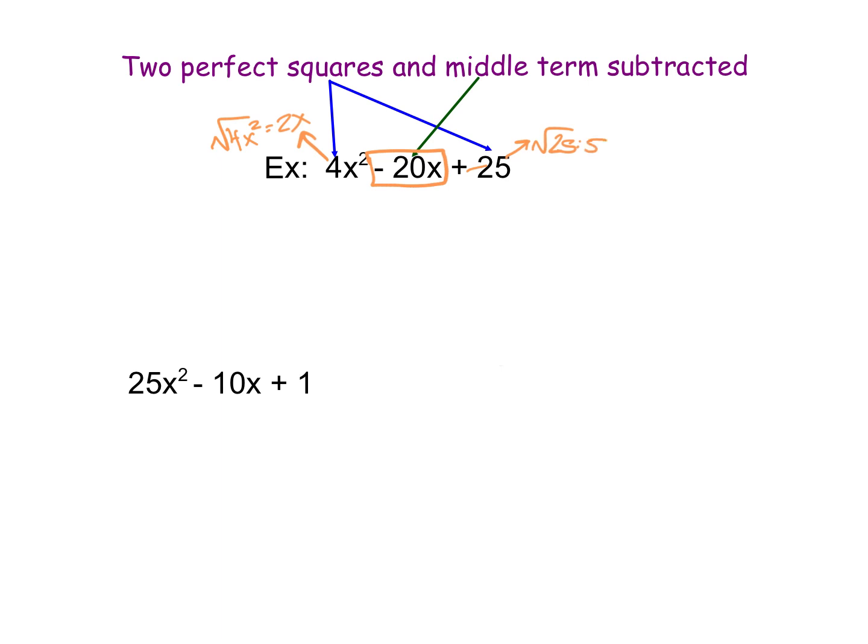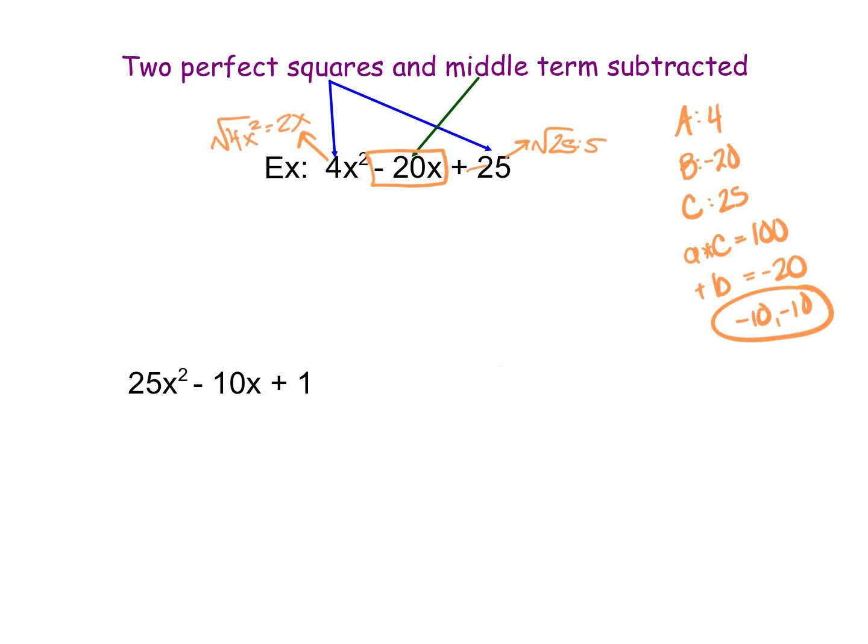So now what we're going to do is factor this like we would a normal trinomial. So we start with our a value of 4, our b value of negative 20, and our c value of 25. And then we're going to take a times c, which is still 4 times 25, which is 100. And we're going to multiply to a times c, add to b, which is now negative 20. And so when I think of what two numbers multiply to 100 and add to negative 20, I come up with negative 10 and negative 10 instead. So just a slight change. Instead of positive 10s, these are negative 10s to create a negative 20. So here we have negative 10x minus 10x, and then the rest remains the same.